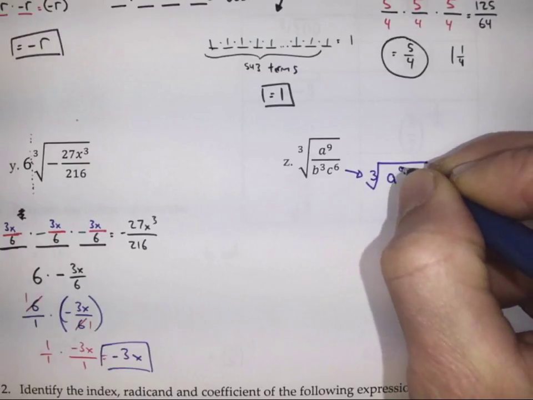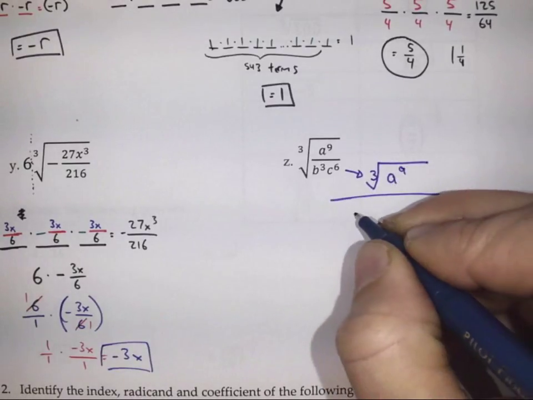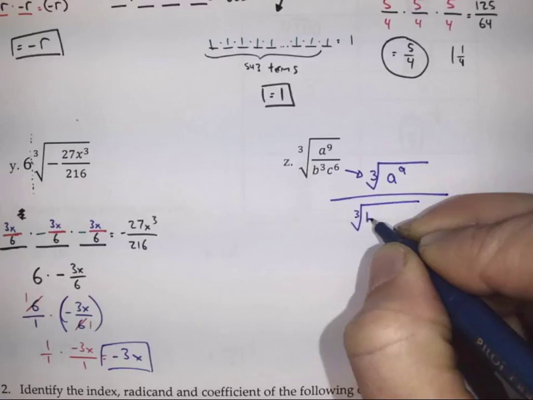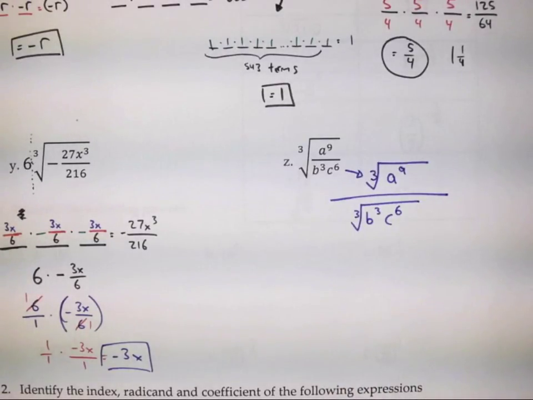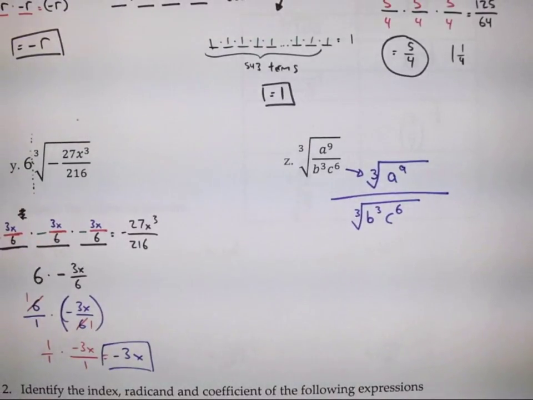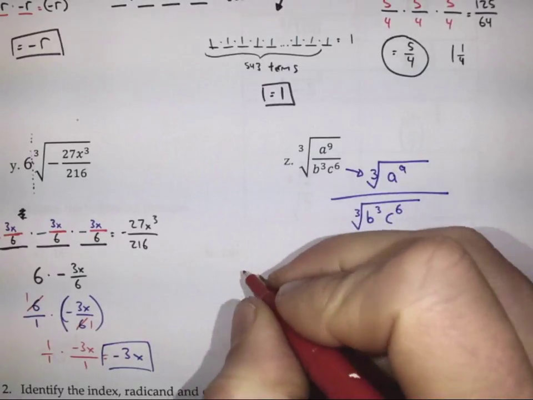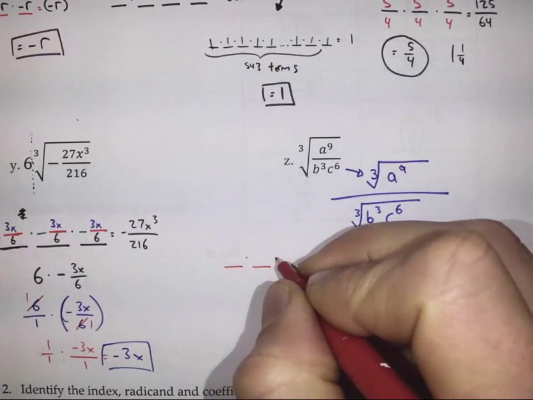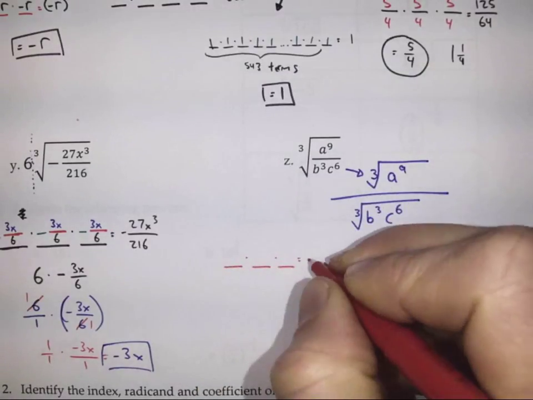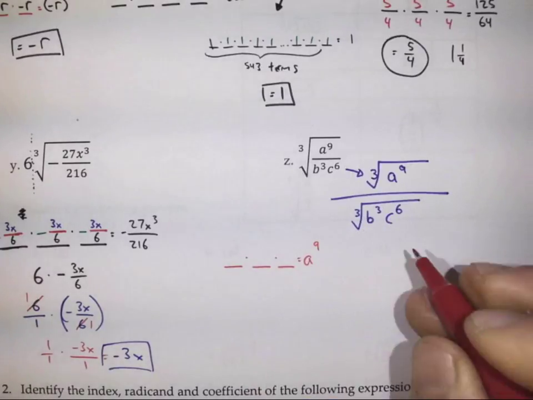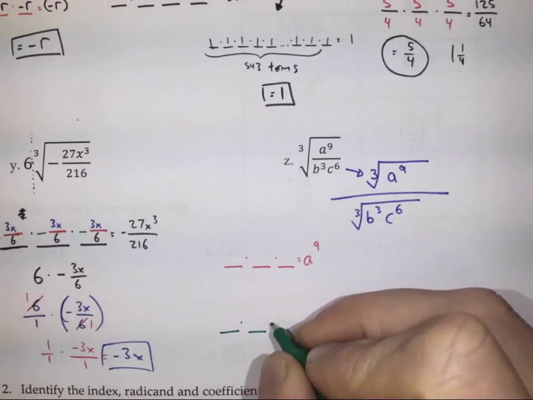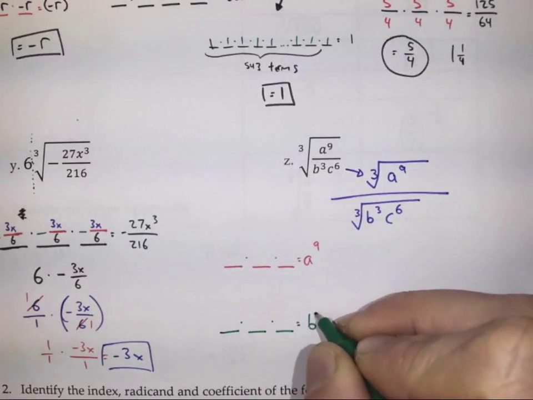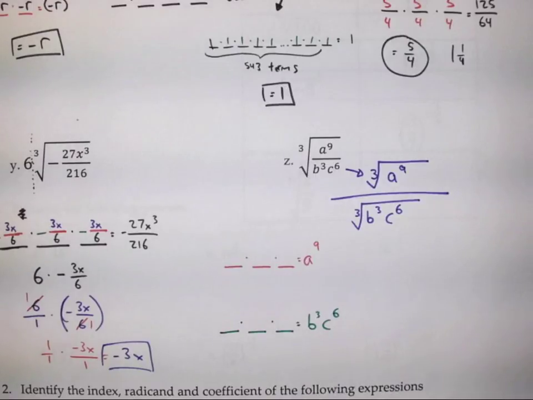I get a to the power 9. We're going to look for the cube root of that. And on the bottom, we're going to get the cube root of b cubed c raised to an exponent 6. Well, I'm going to break that into 2 steps. First, I'm going to say what times itself is going to give me a raised to an exponent 9. And next, with a different color, I'm going to say what times itself is going to give me b cubed c raised to an exponent 6.